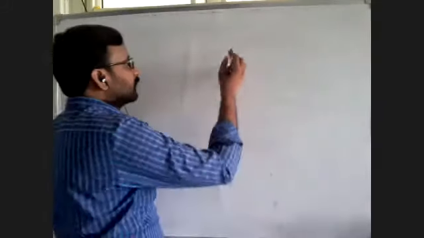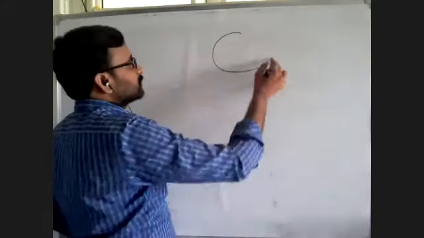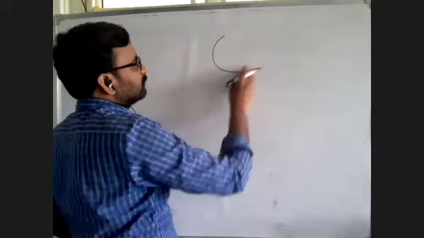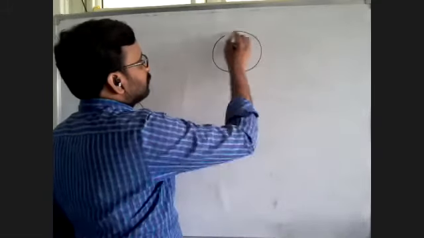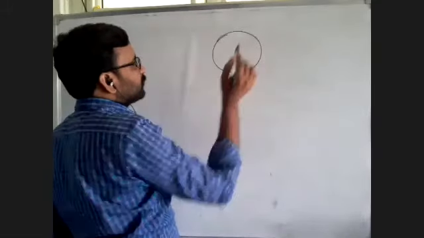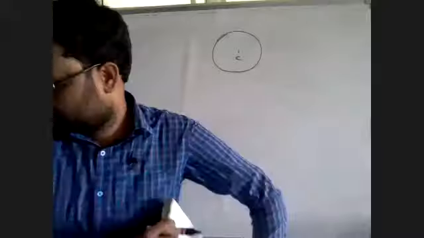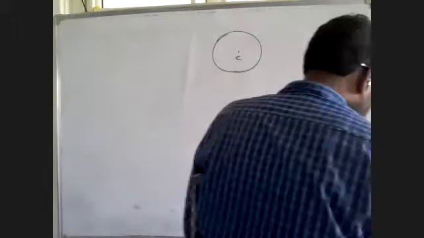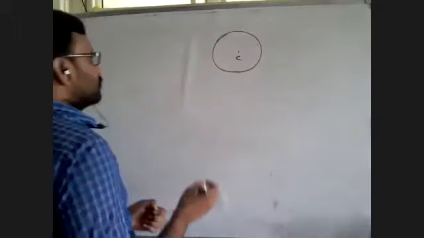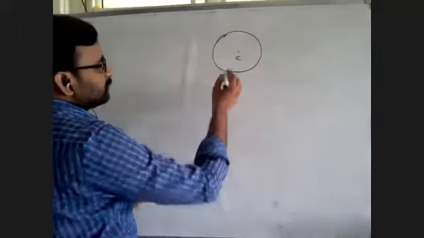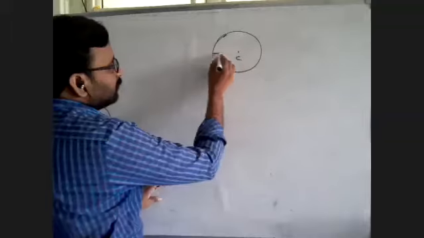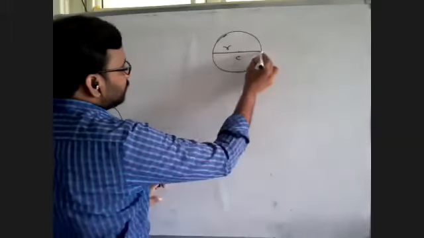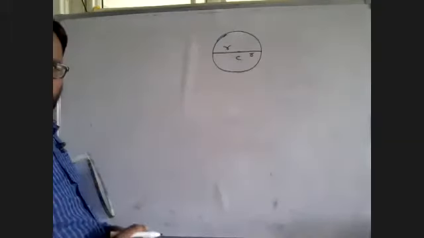See, this is a circle and this is the center. This is the radius. This is also a radius.